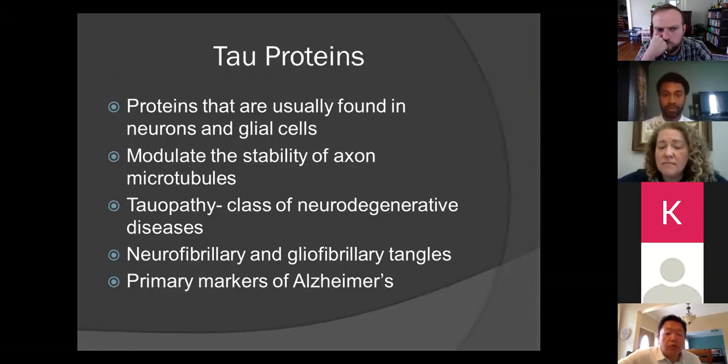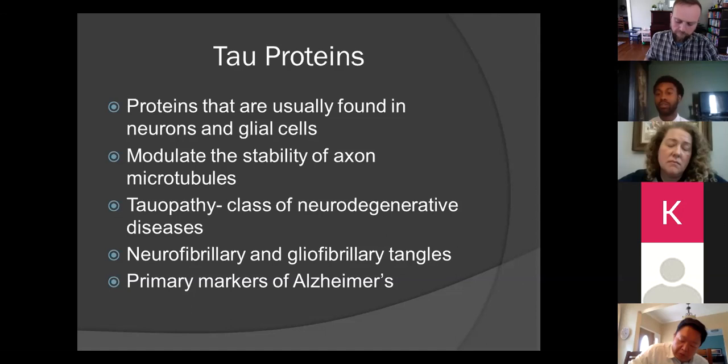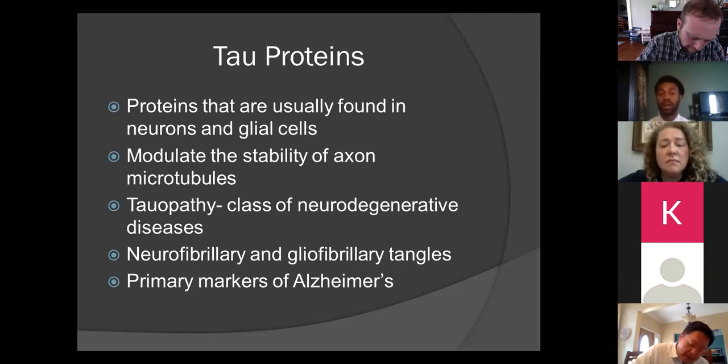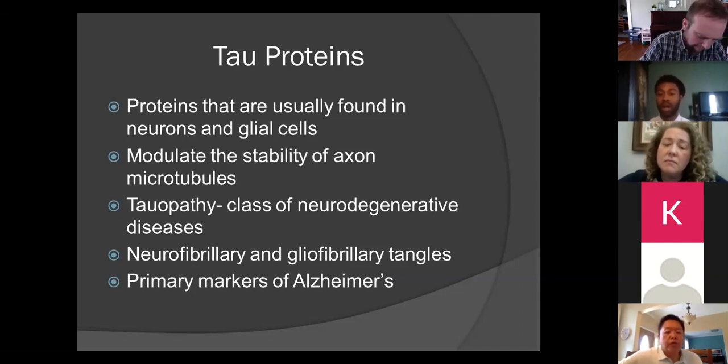Now moving to tau proteins. These are proteins found in neurons and glial cells, which are the two cells usually found in your central nervous system. They modulate the stability of axon microtubules. Tauopathy is its own class of neurodegenerative diseases. Neurofibrillary and gliofibrillary tangles are primary markers of Alzheimer's. When getting diagnosed, you'll find these markers in people who have Alzheimer's. But these are just primary markers, so you don't have to actually have these markers to have Alzheimer's.